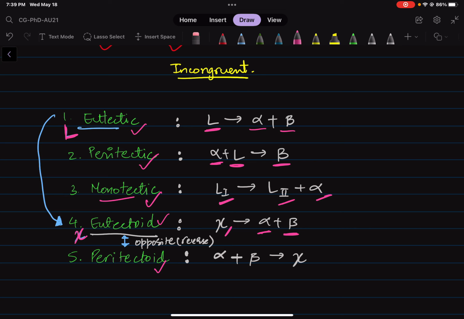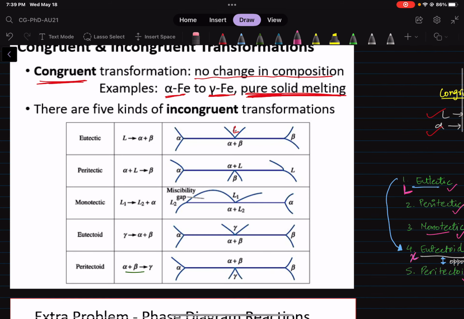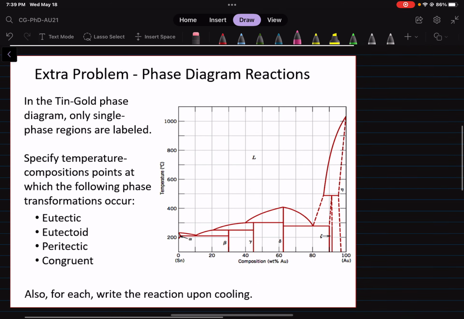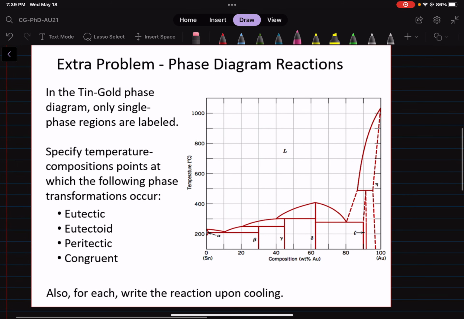A peritectoid is the reverse of the eutectoid reaction, where instead of one solid, you have two solids combining to form one solid. So these two are sort of reverse of each other. All right. And then in a phase diagram, this is how they can look. I highly recommend you all remember and memorize these names, these reactions, and how they look in a phase diagram. So let's do a question from the quiz slides.